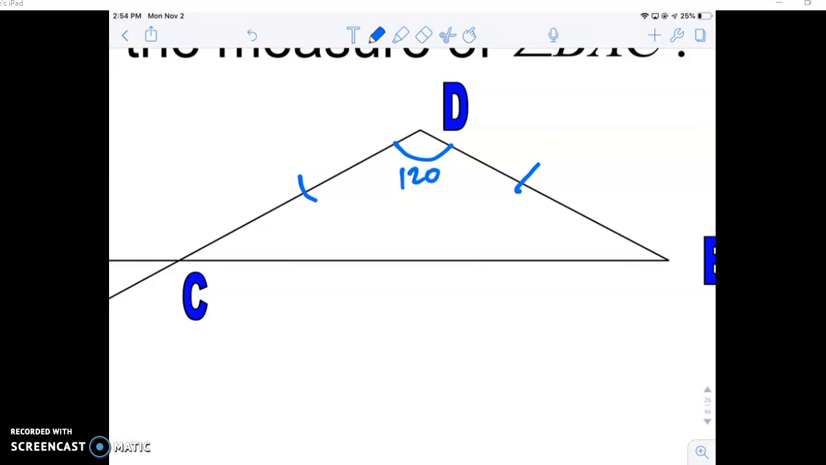What our isosceles triangle theorem told us is that if these sides are the same, then these angles are equivalent. Also, we know that the angles of all triangles added together equal 180. That's what we did in 4.2. So if all these angles add up to 180 and this one's 120, that means there's only 60 left over, which means this angle would be 30, and this angle would also be 30.